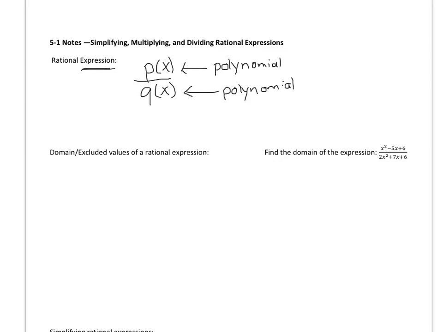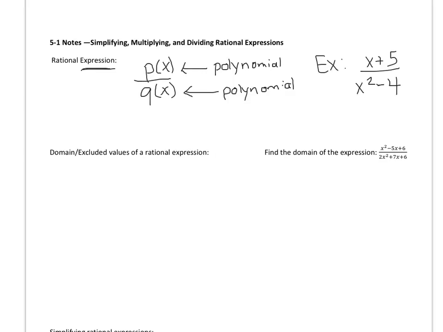Okay, so let me just give you an example of a rational expression. I could have x plus 5 divided by x squared minus 4. This would be a rational expression. Rational meaning it contains numbers that can be written as fractions.